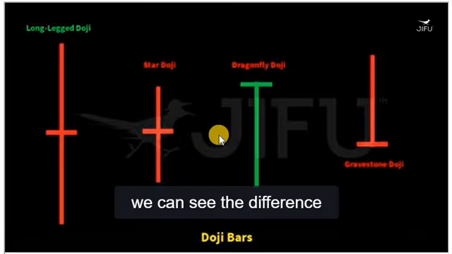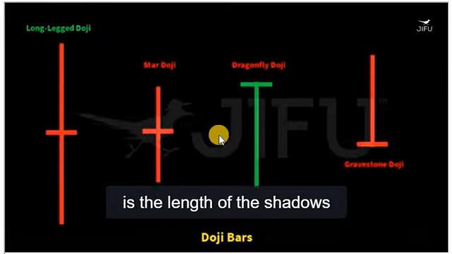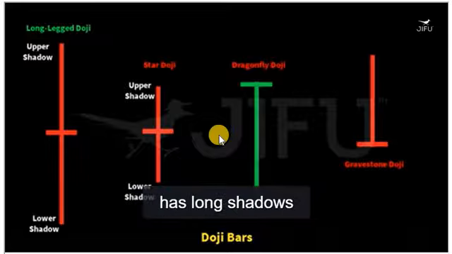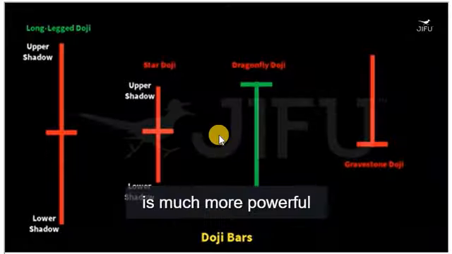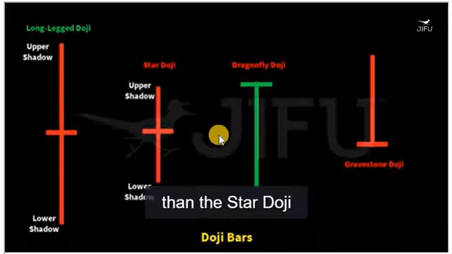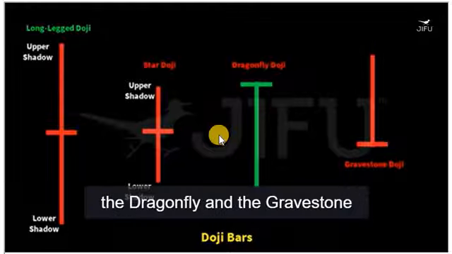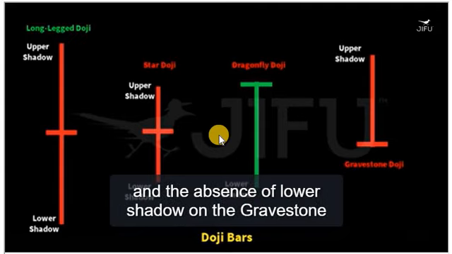We can see the difference between the long-legged doji and the star doji is the length of the shadows. The long-legged doji has long shadows, while the star doji has short shadows. But the long-legged is much more powerful than the star doji. While the difference between the dragonfly and the gravestone is the absence of upper shadow on the dragonfly and the absence of lower shadow on the gravestone.